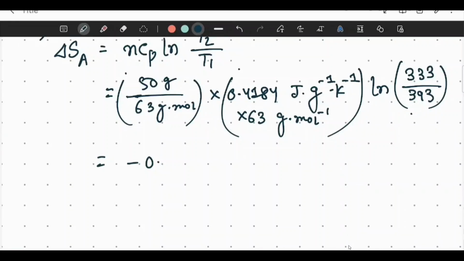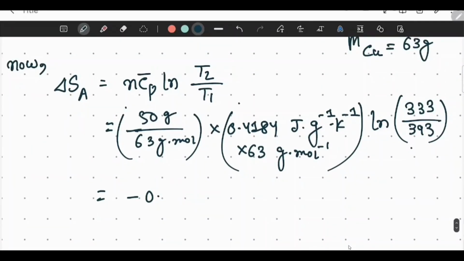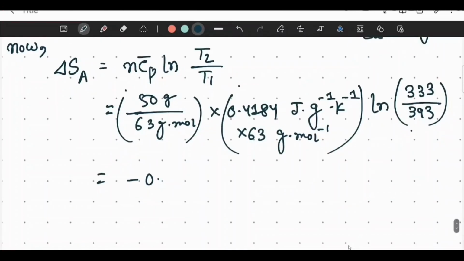So when you multiply with n Cp, then for this formula, the Cp is eventually the Cp bar for 1 mole. And 63 gram per mole will be there, that is the molar mass. Okay, so this is our formula.